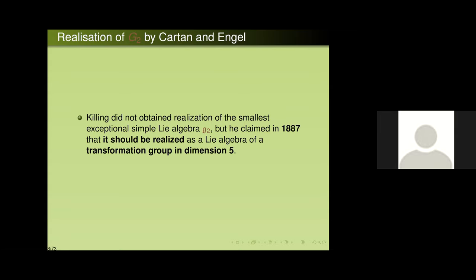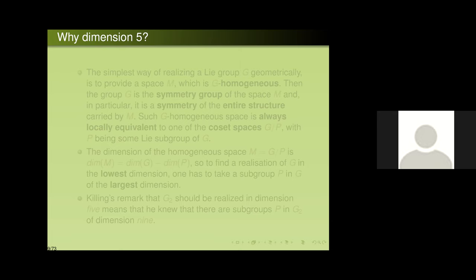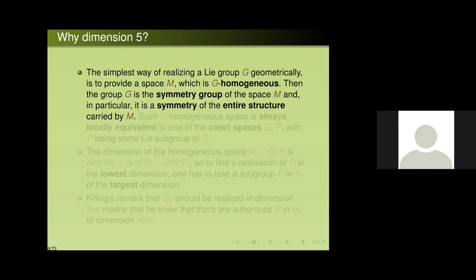So let me now try to tell you why he could get this number five. The simplest way of realizing a Lie group geometrically is to provide a space which is G-homogeneous. Then the group is the symmetry group of the space, and in particular, it is a symmetry of the entire structure carried by this homogeneous space M.